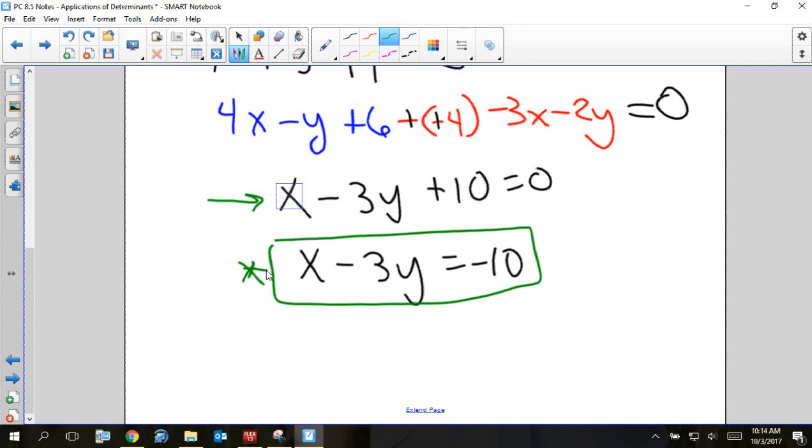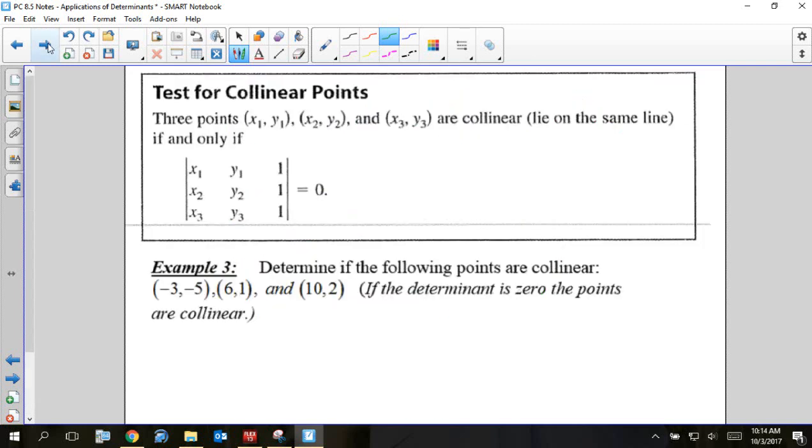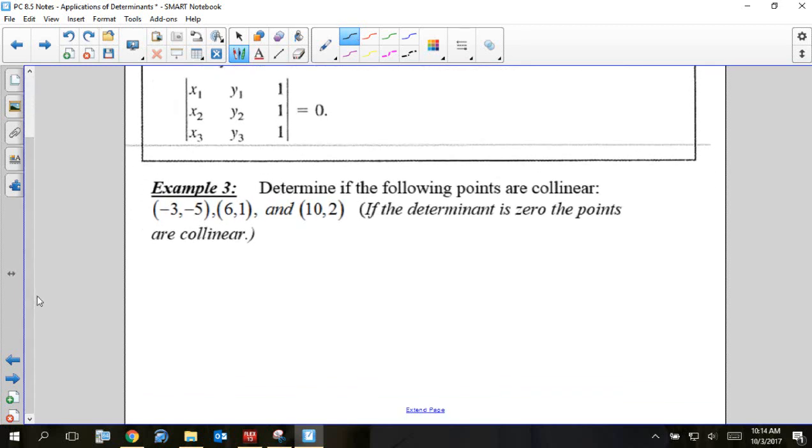Okay. Last example. Last example is testing for collinear points. So I've given you 3 points. How do we know if they are collinear? What does collinear mean? On the same line. So instead of me graphing them and finding the slope between them and making sure they all have the same slope and are on the same line, we just do the determinant, and if it equals 0, they are on the same line.